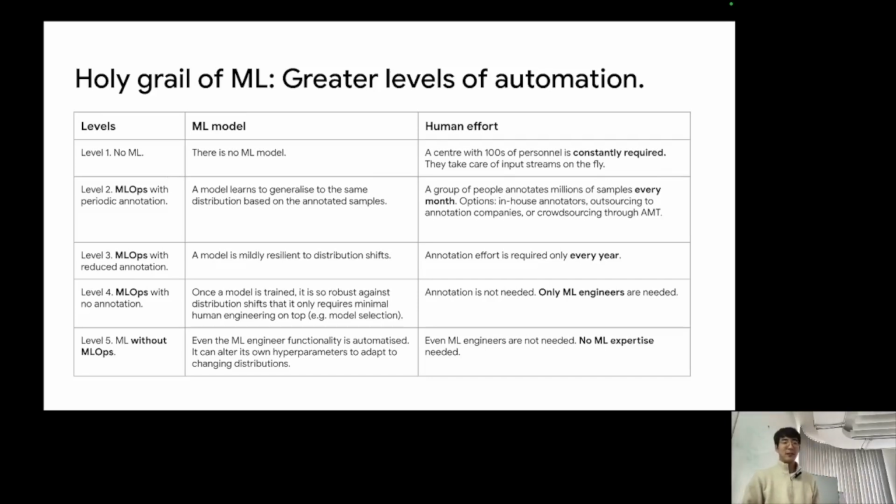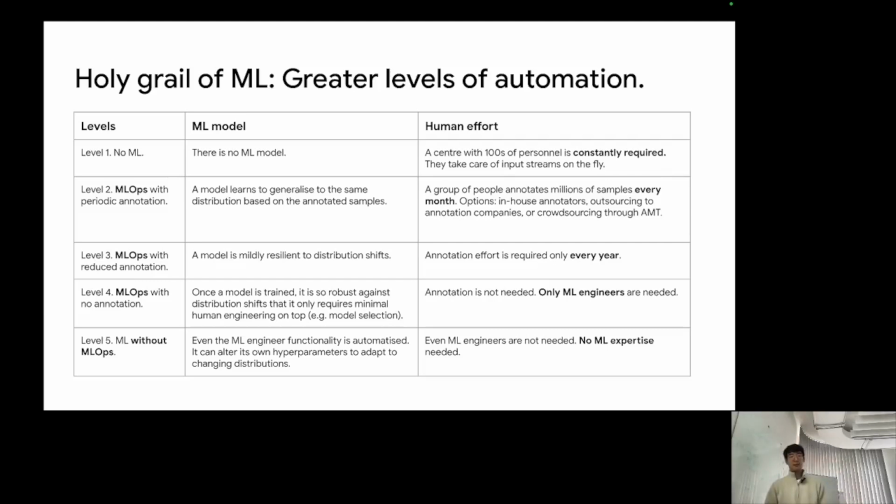So level 1 means there's no machine learning system. Consider a customer service center. There are people sitting at a desk, receiving calls and taking care of the claims from the customers. There's no machine learning model, right? But the task is super repetitive. It tends to be expensive, right? Because you need to hire people and it's not scalable. When there are 10 times more customers, then you probably need to hire 10 times more people to address them.